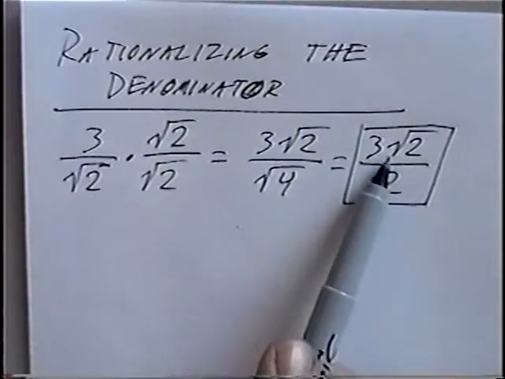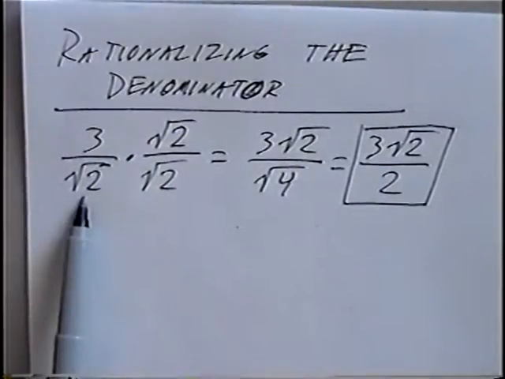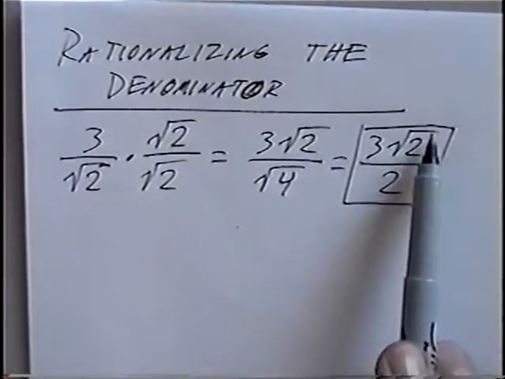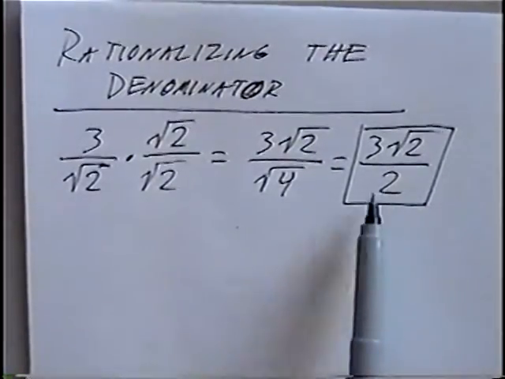Again, it's okay to have a radical in the numerator, you just can't have it in the denominator. And these 2's again do not cancel because one's inside a radical and one is not.